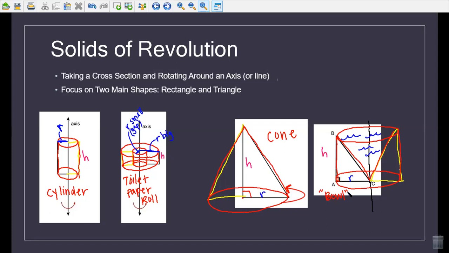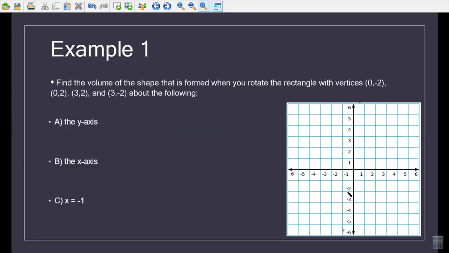Okay, so we're going to take all of that and put it into action and do a couple of examples. Right, so our first one's dealing with a rectangle. So example 1, it gives me this rectangle and it says that I'm rotating it around these 3 options to get a 3D shape, and I want to find the volume of each of these. Okay, so I'm going to use different colors here and try to keep it separated so you can see what's what, but my picture is going to get a little bit messy.